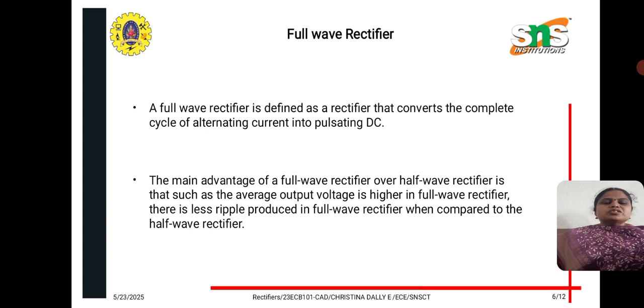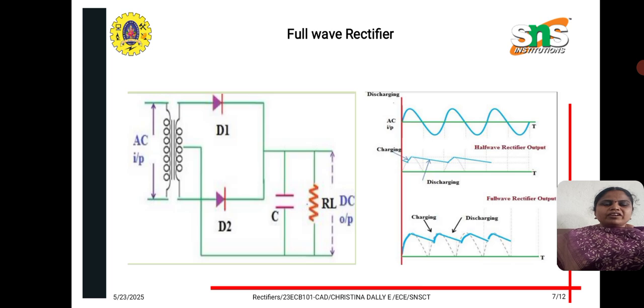Full wave rectifier. What do we mean by a full wave rectifier? It is defined as the rectifier that converts the complete cycle of the alternating current into pulsating DC. In a half wave rectifier we used only one diode, but in the full wave rectifier we are using two diodes. The main advantage of the full wave rectifier over the half wave rectifier is that the average output voltage is higher. There will also be less ripple produced in the full wave rectifier compared to the half wave rectifier. This is the circuit diagram of the full wave rectifier.